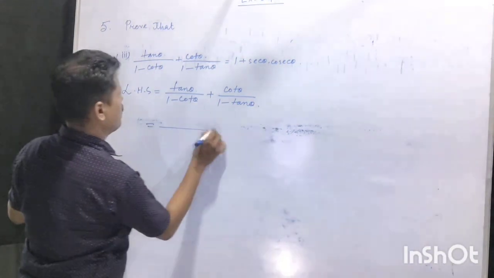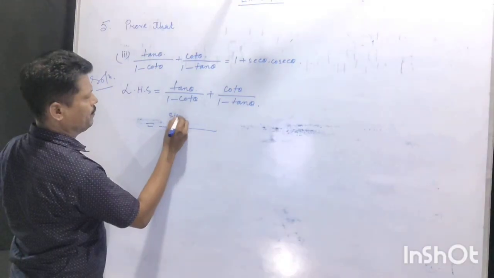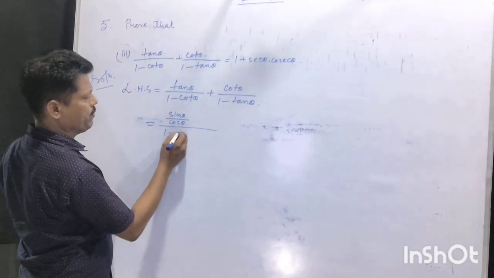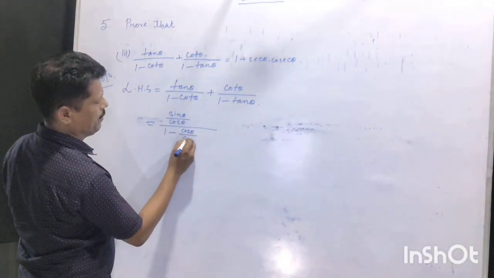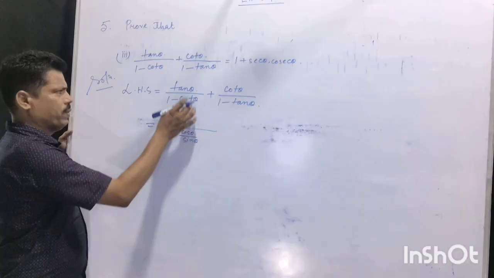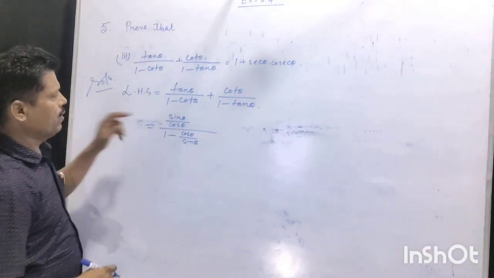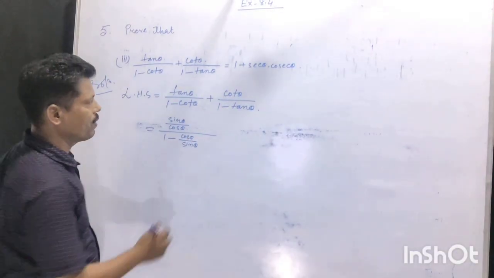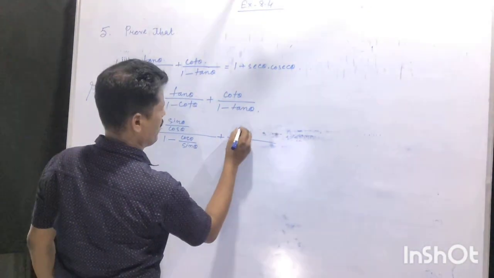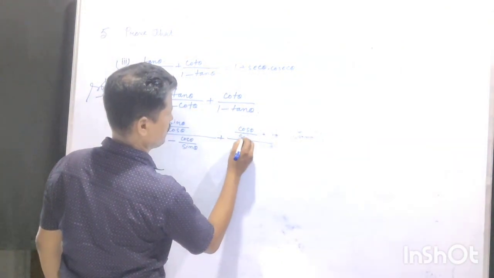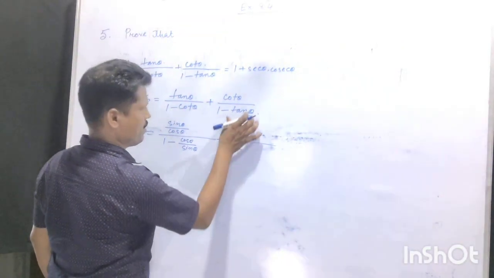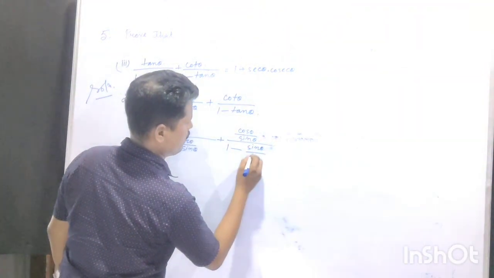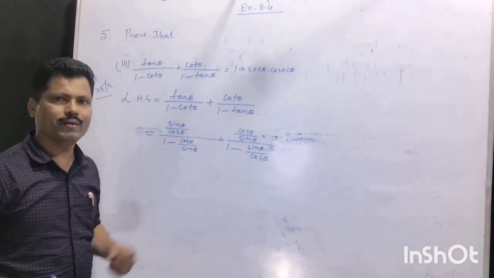So we know tan theta means sin theta by cos theta, and cot theta means cos theta by sin theta. So in place of tan theta we can write sin theta by cos theta, divided by 1 minus, in place of cot theta we can write cos theta by sin theta, plus cot theta means cos theta by sin theta, divided by 1 minus, in place of tan theta we can write sin theta by cos theta. So in a very simple way we can solve this.